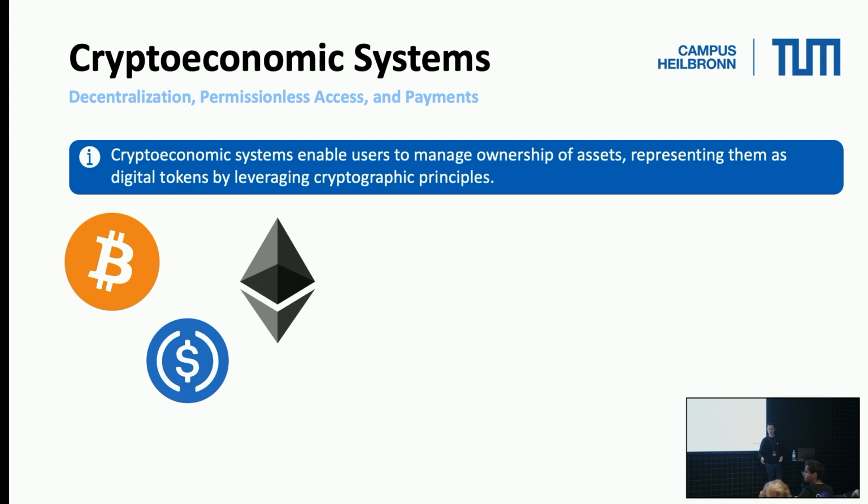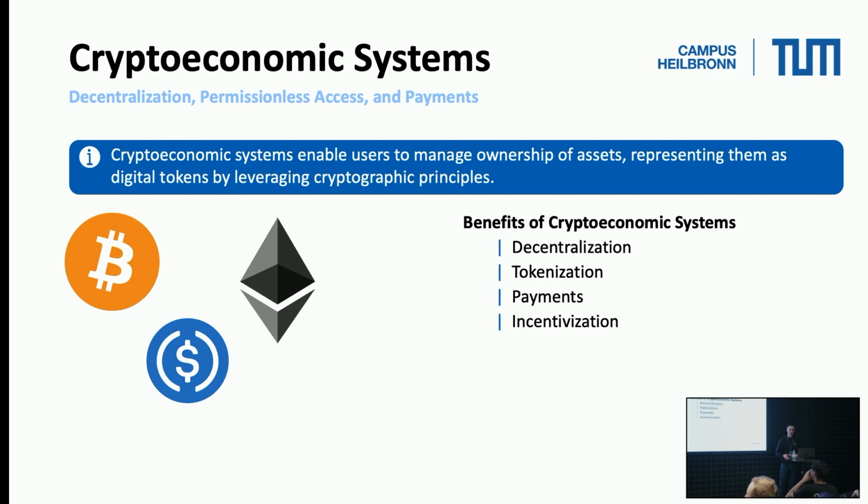And we have the big ones you already know: Bitcoin, Ethereum, and USDC. What they offer is decentralization, that there's no single point of failure and nobody who centrally controls everything. They offer tokenization, so basically you can tokenize ML resources so that you can trade and exchange them. Cryptoeconomic systems can basically put payment rails in place for machine learning systems, and they can also offer incentivization to basically steer all users in the machine learning system towards a collective goal.